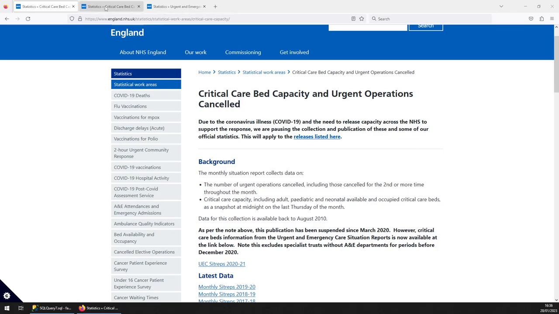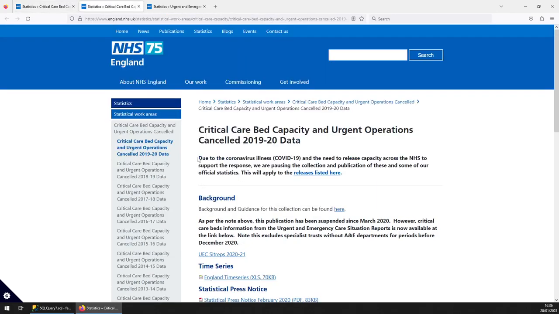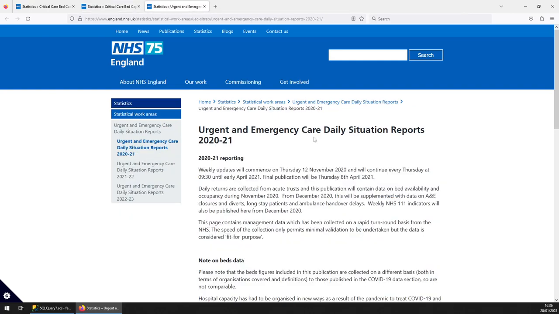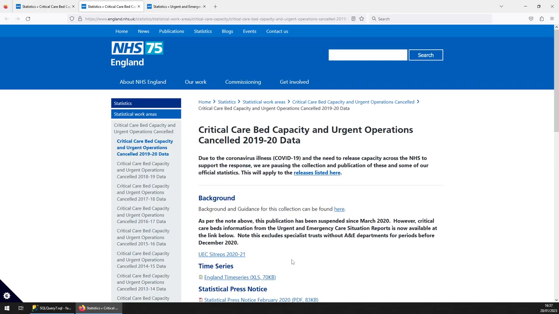There's two pages, critical care beds, which as you can see from this notice, and pause the video to read it, they paused that in March 2020, but they continue providing data here in the urgent and emergency care daily situation reports. I don't know if they're going to start the critical care bed one again, because it's been quite a while, but we'll see. Anyway, I'm doing both in this one video.